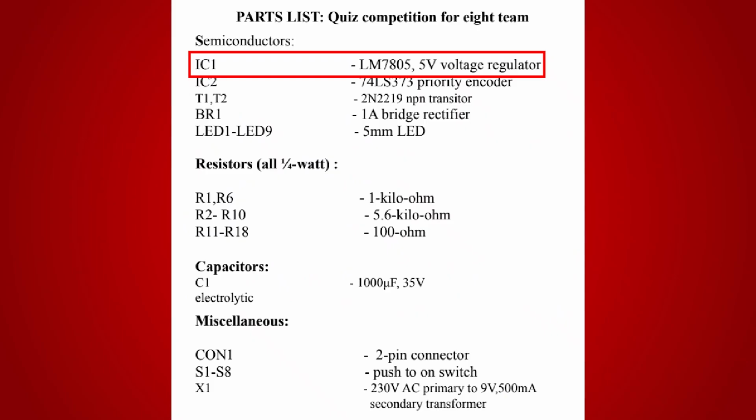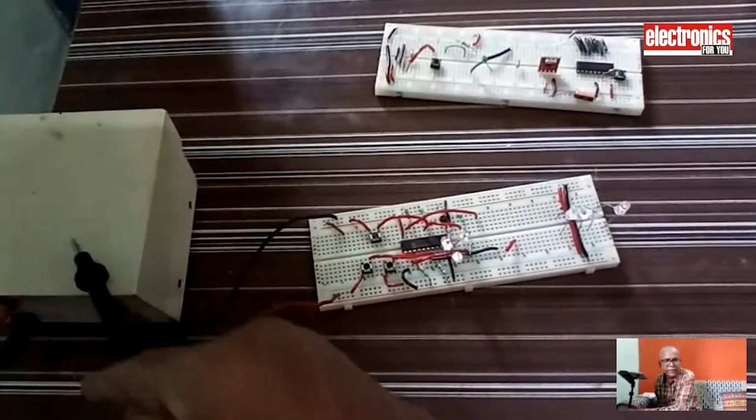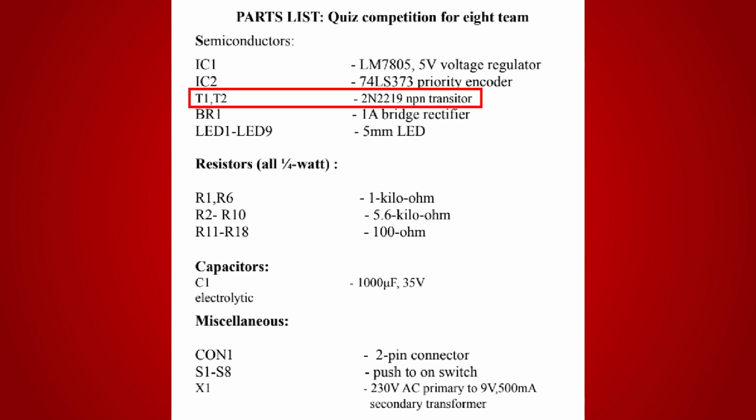An LM7805 5V voltage regulator IC to get a power supply of 5 volts. If you are using a separate power supply to power up the circuit, you don't need this regulator IC. Two 2N2219 NPN transistors for latch circuit and blow the buzzer when a button is pressed.